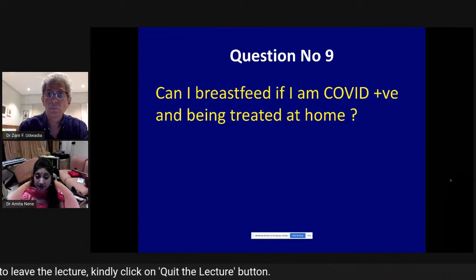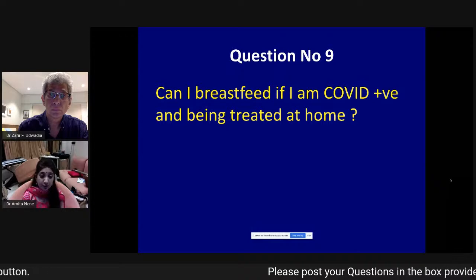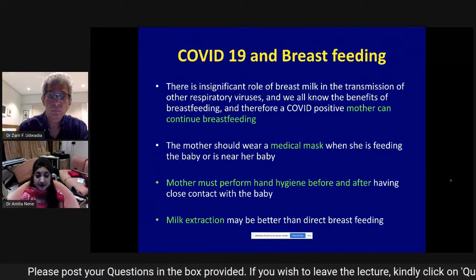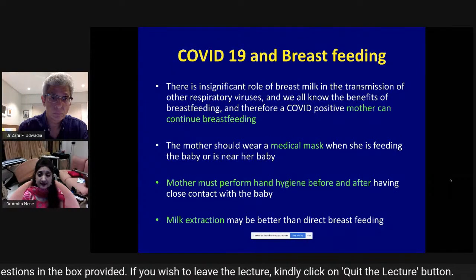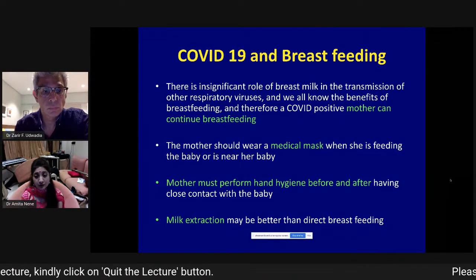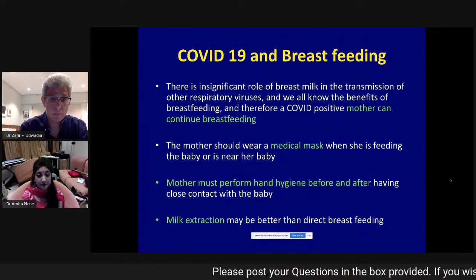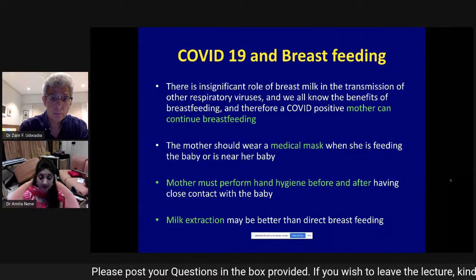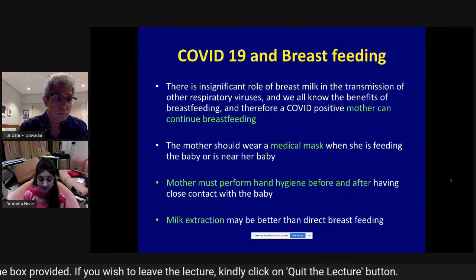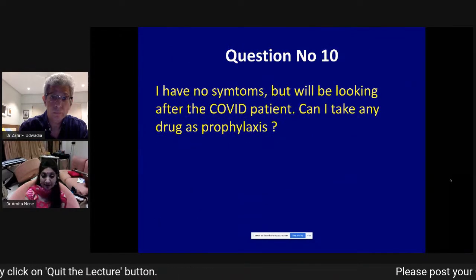Very often the patient is a woman with a child and she's breastfeeding the child. An important question asked is, can I breastfeed if I'm COVID positive and being treated at home? We all know that the mother can continue breastfeeding because there's an insignificant role of breast milk in the transmission of other respiratory viruses, and we all know the benefits of breastfeeding, and therefore a COVID positive mother can continue breastfeeding, but of course she should be wearing an N95 mask while doing this. It would be good if she wears a face shield also, and milk extraction would be better than direct breastfeeding.